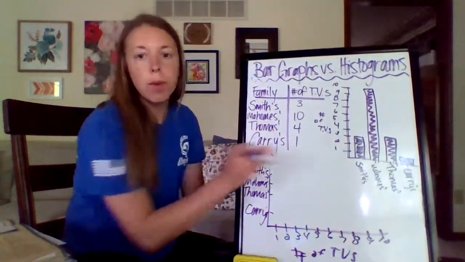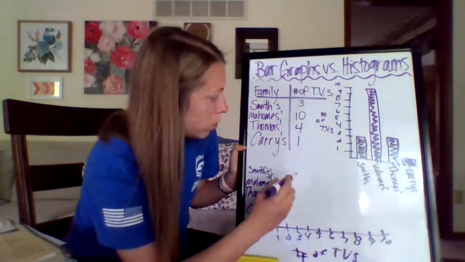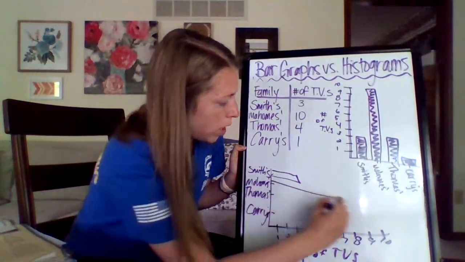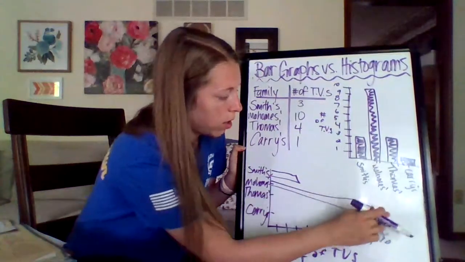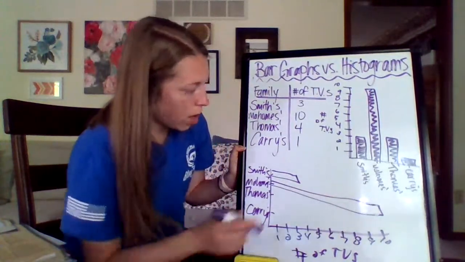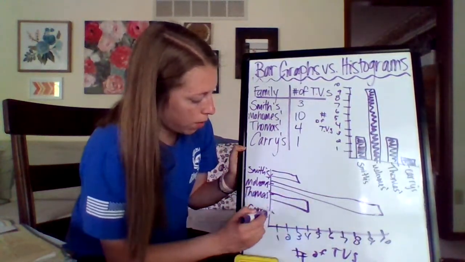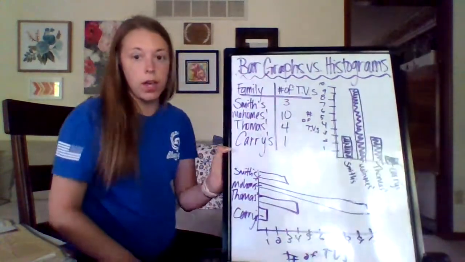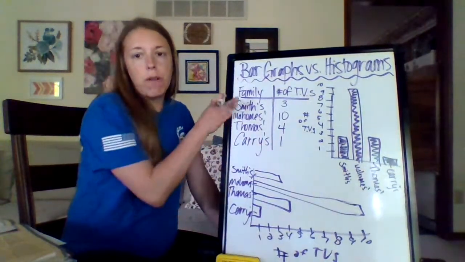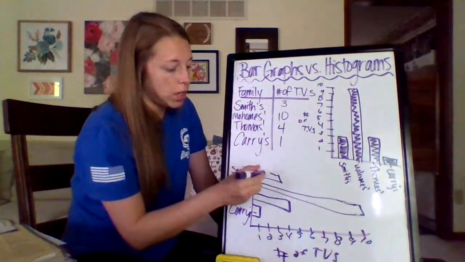And then we would just make our bars going horizontally this time. So the Smiths go out to 3. The Mahomes go out to 10. That is not very pretty, guys. I apologize. Like that. The Thomases go out to 4. And the Careys go to 1. Like that. So this is a horizontal bar graph compared to a vertical bar graph. Either one works. It does not matter.